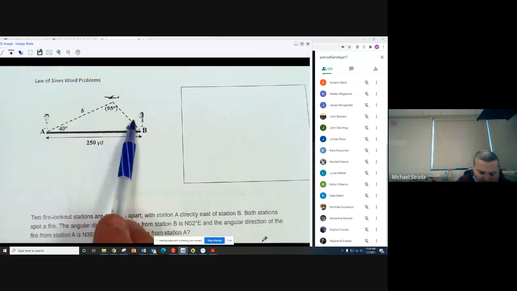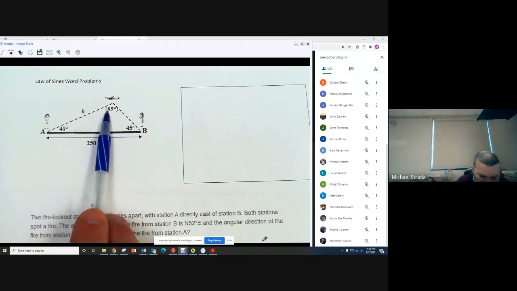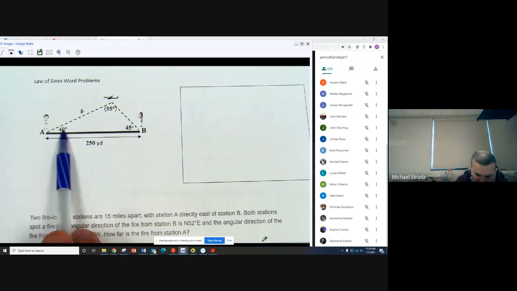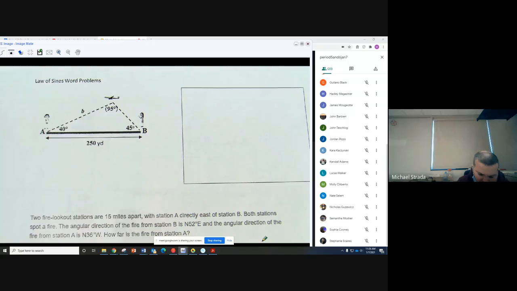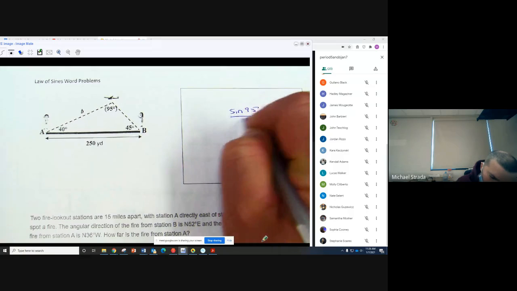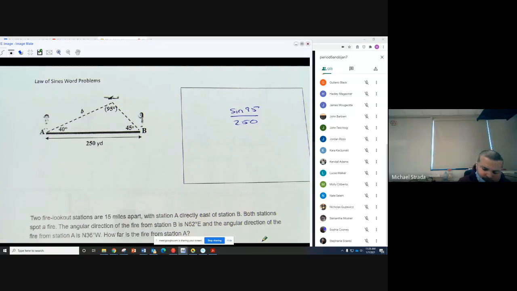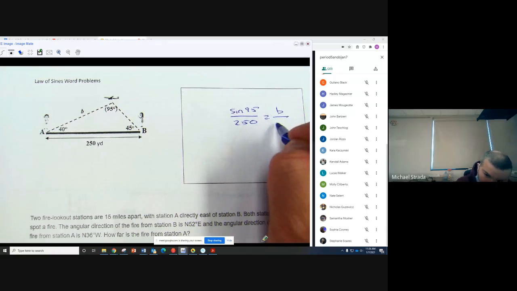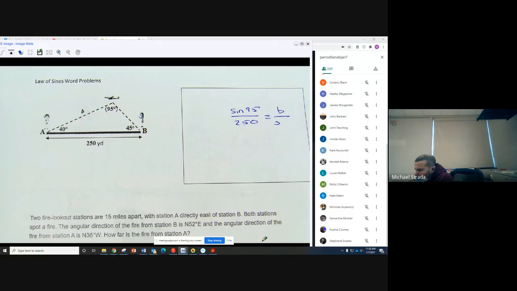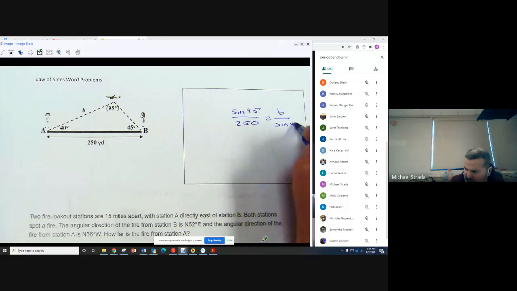So basically, we're looking at two people and an airplane. The angle at the airplane is 95 degrees. The angles of elevation are 40 and 45 respectively. The people are 250 yards apart. The 250 is opposite the 95, so that one goes in the middle. If we're trying to find B, that is opposite the 45-degree angle, so that's sine 45.